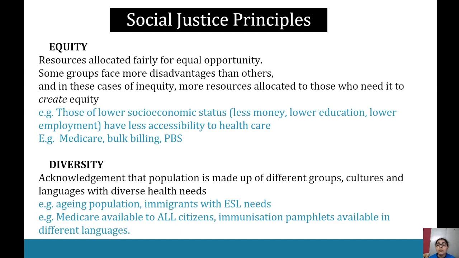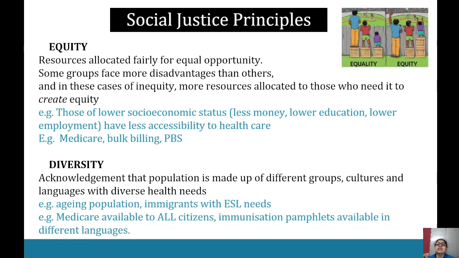We've got firstly equity, right? So resources allocated fairly for equal opportunity. And I always like to think about this image to draw out the distinction between equality and equity. Equality is when everyone's getting the same thing, but equity is when individuals who need the resources are getting those resources according to what they need. So the shortest person needed the 2 boxes to see, while the second shortest person only needed 1, and the tall person didn't need any at all, right?